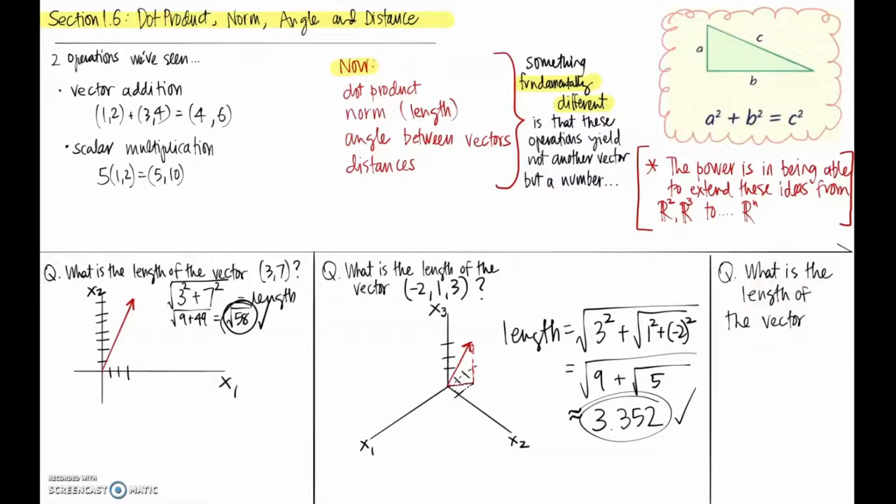Say that we want to find the length of the vector 5, 7, 2, 1, negative 3. This is sitting in R5, which is a 5-dimensional space. We can't really visualize it, so we can't sort of build up to an answer like we did here. And this is where we introduce the idea of a dot product.